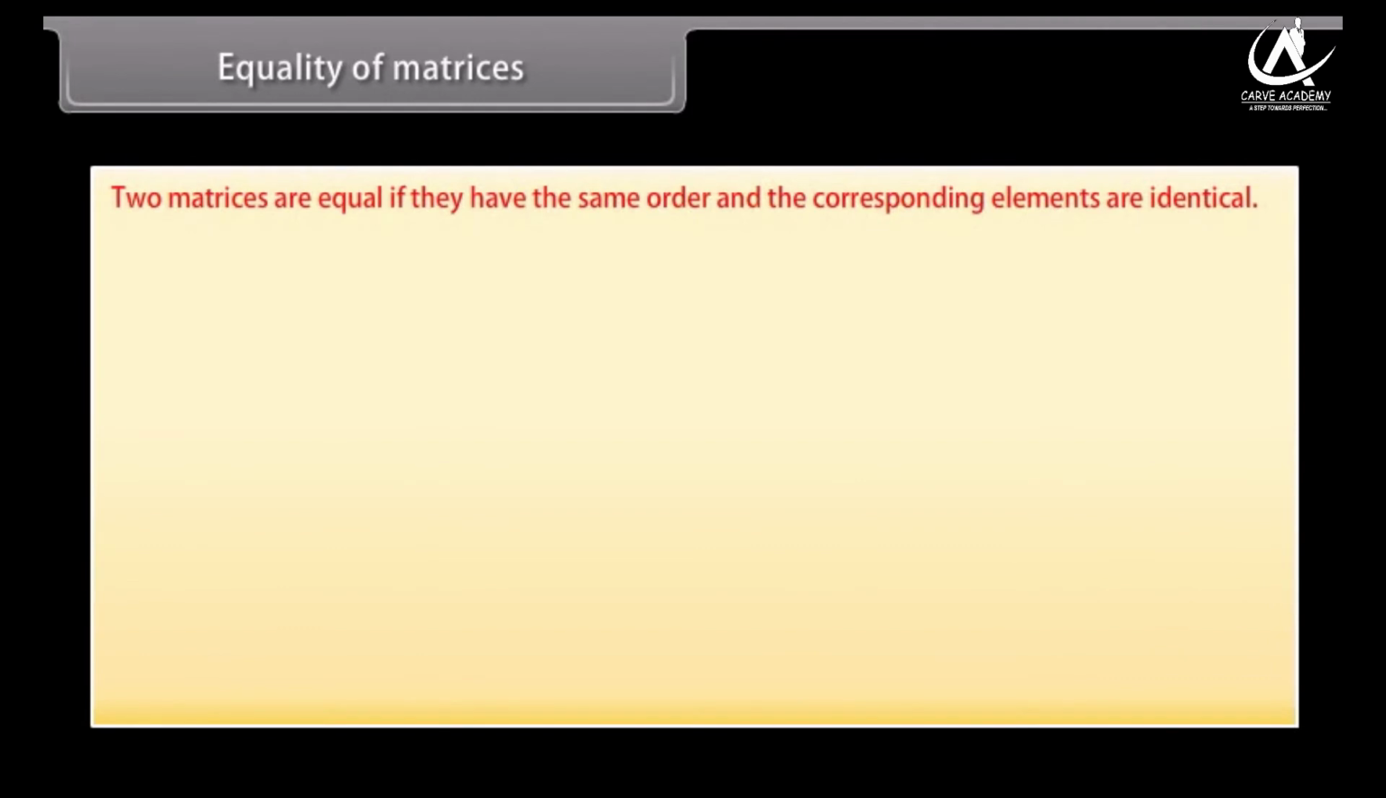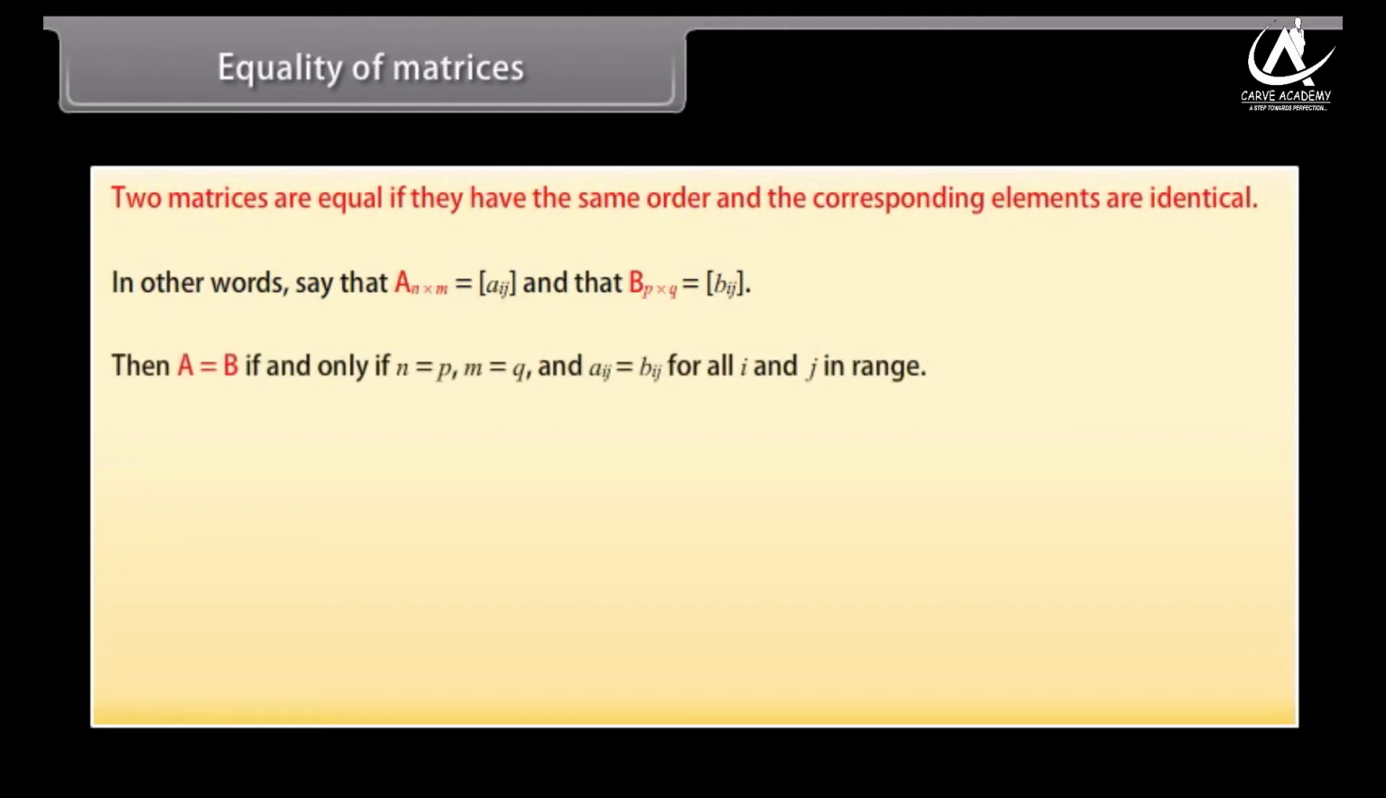Equality of matrices. Two matrices are equal if they have the same order and the corresponding elements are identical. In other words, say that A n by m is equal to a_ij and that B p by q is equal to b_ij. Then A is equal to B if and only if n is equal to p, m is equal to q, and a_ij is equal to b_ij for all i and j in range.